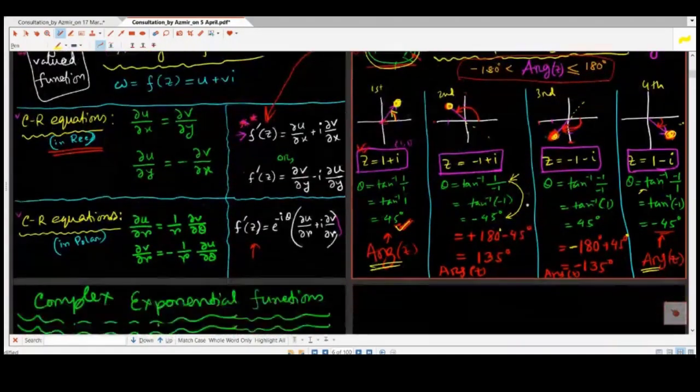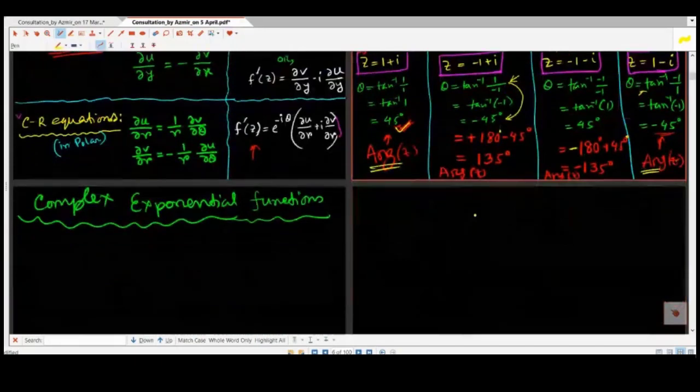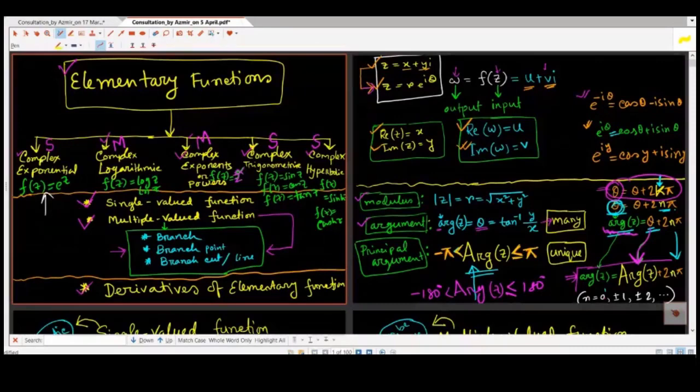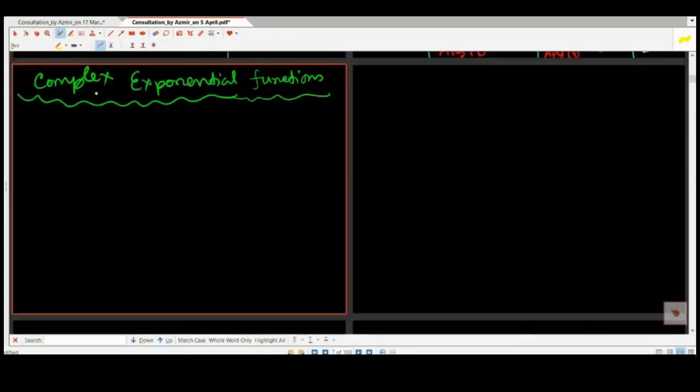So this time, let's talk about complex exponential functions. We have so many functions to discuss, but first we have to talk about complex exponential functions. Complex exponential functions are e to the z, f of z equals e to the z. Complex exponential functions are single valued. So let us define the complex exponential function.